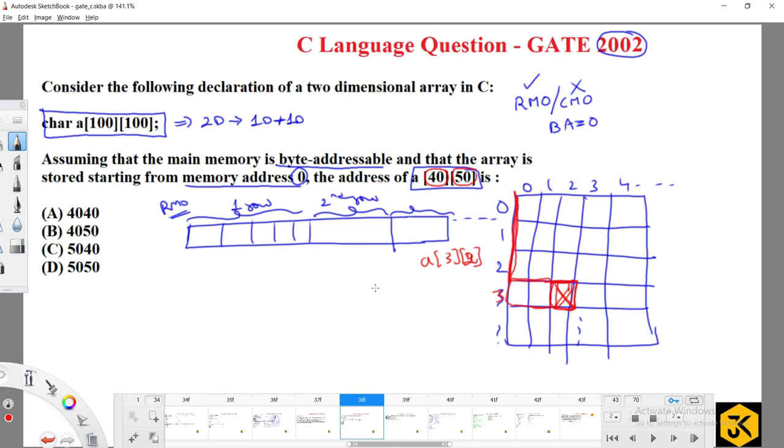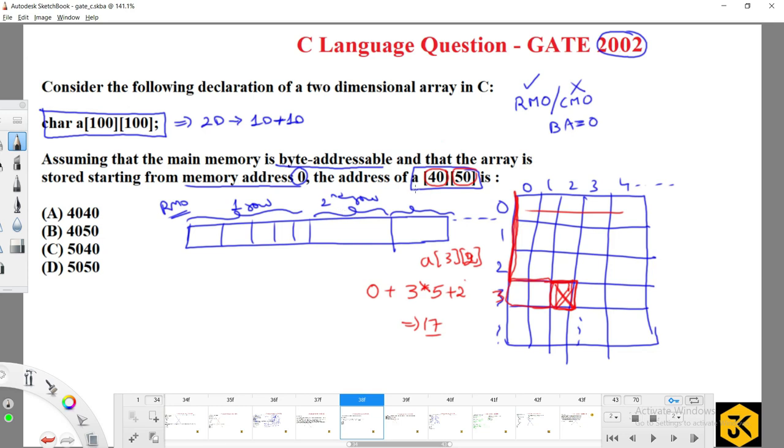So if you want to find out the A[3][2] value, first you have to calculate the base address. What is the base address? 0, plus 3 rows I have to cross. In each row, how many elements are there? In each row, I have 5 elements, plus 2 columns I have to cross. Then I will get the respective address, that is 17, right? Because this is a character array.